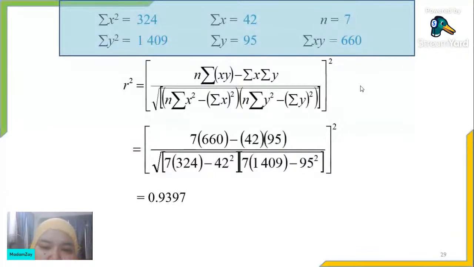Okay, so how to interpret this question? The question didn't ask you to interpret, so we can leave it like that. So let's continue with example 5.